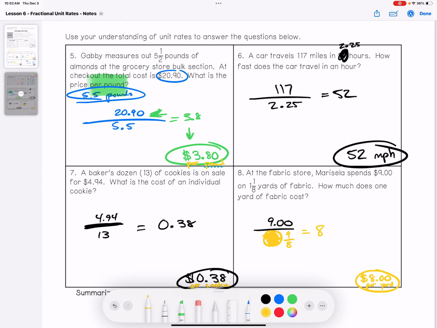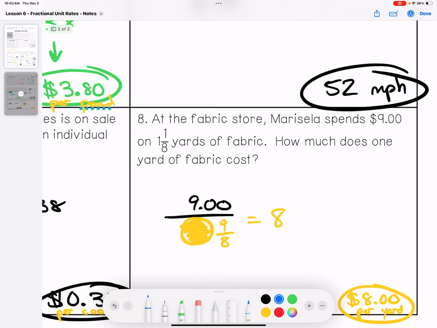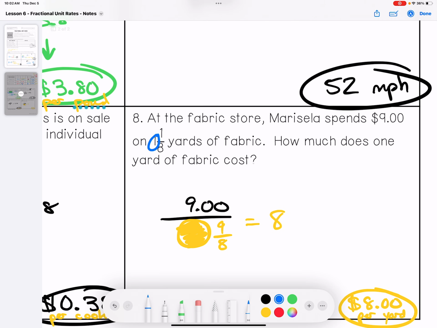You could have turned 1 1/8 into a decimal. I do want to talk about that real quick. Again, 1 was your whole number, and then you would have done 1 divided by 8 in your calculator, which would have given you 0.125. Add that 1 whole back, and you would have got 1.125. So you could have turned that into a decimal. Those are the same thing.